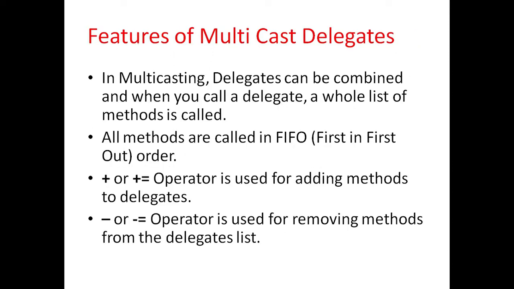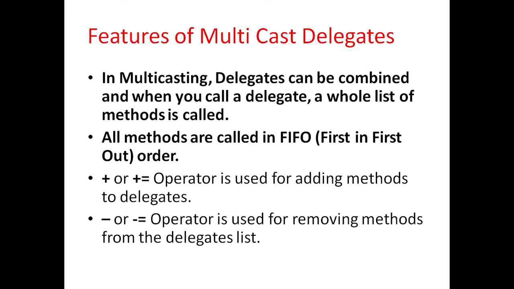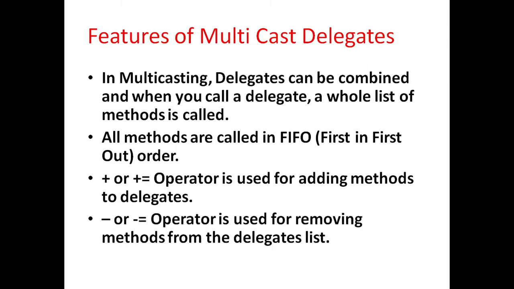Next we'll see features of multicast delegates. In multicasting, delegates can be combined, and when you call a delegate, the whole list of methods is called. All methods are called in FIFO, that is first in, first out order. Plus or plus equal to operator is used for adding methods to delegates, and minus or minus equal to operator is used for removing methods from the delegate list.